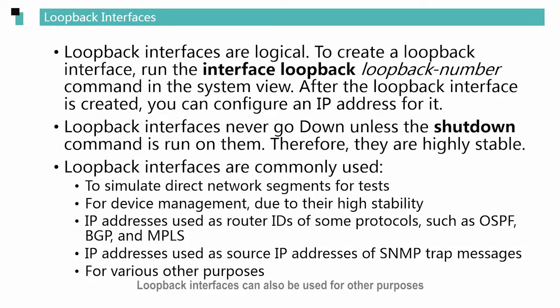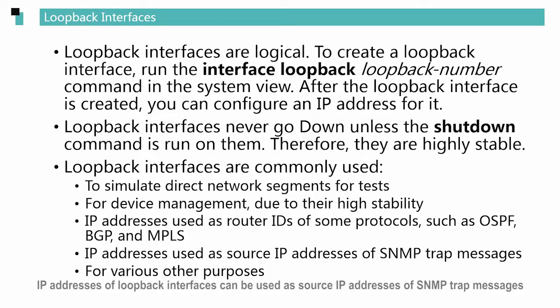Loopback interfaces can also be used for other purposes. Loopback interfaces never go down unless the shutdown command is run on them. Due to their high reliability, loopback interfaces can be used for device management. In addition, IP addresses of loopback interfaces can be used as router IDs for some protocols, such as OSPF, BGP, and MPLS. Last but not least, IP addresses of loopback interfaces can be used as source IP addresses of SNMP trap messages.